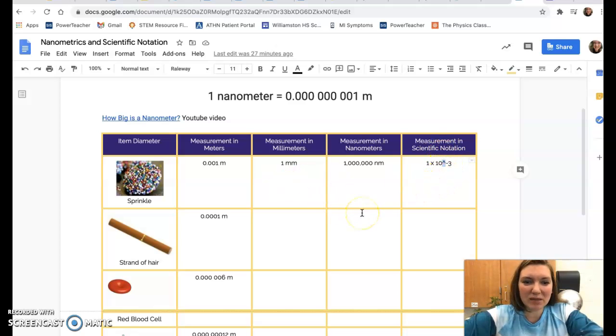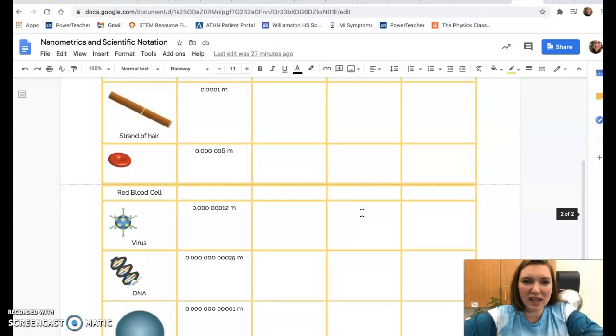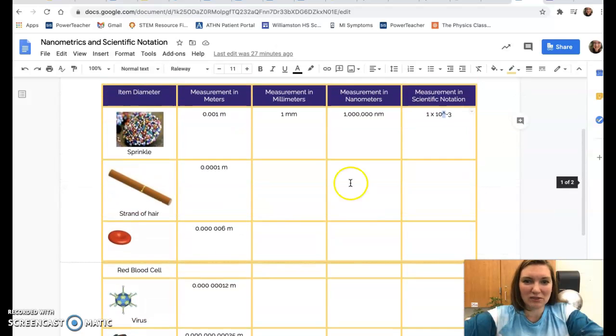So your job for this assignment is just to go through and fill out this table. You need to fill out how many millimeters a strand of hair is, how many nanometers a strand of hair is, and then how you would write that in scientific notation. So this is what it is in meters. You're going to just translate that into some more workable numbers, okay? Good luck. We'll see you later.